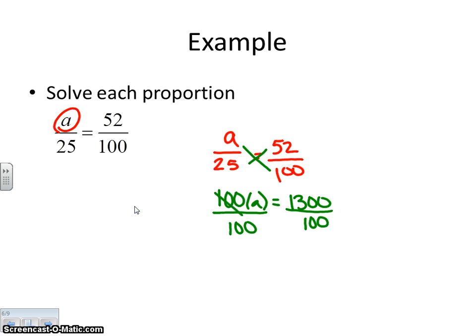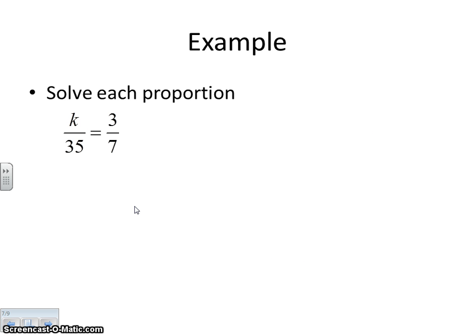Okay, and those cancel, so I'm left with A equals. Now, a cool thing about dividing by a bunch of zeros, cancel out those zeros, and I have A equals 13. So when I go back in and plug into my proportion, I have 13 over 25 equals 52 over 100. And now if I look, these are actually equal proportions. I would like you to take a minute to solve this proportion, see if you can get it.